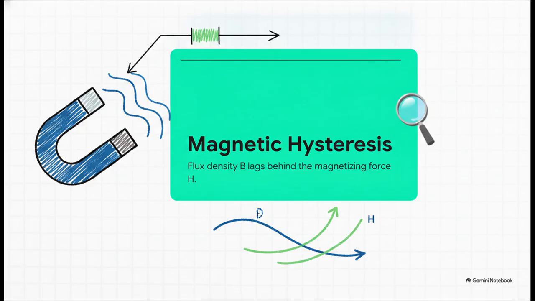Now, this word actually comes from the Greek hysterein, which literally means to lag behind. And in physics, this occurs when the magnetic flux density, which we call B, actually lags behind the magnetizing electrical force, or H. So the magnetic effect is quite literally trailing right behind our electrical effort.